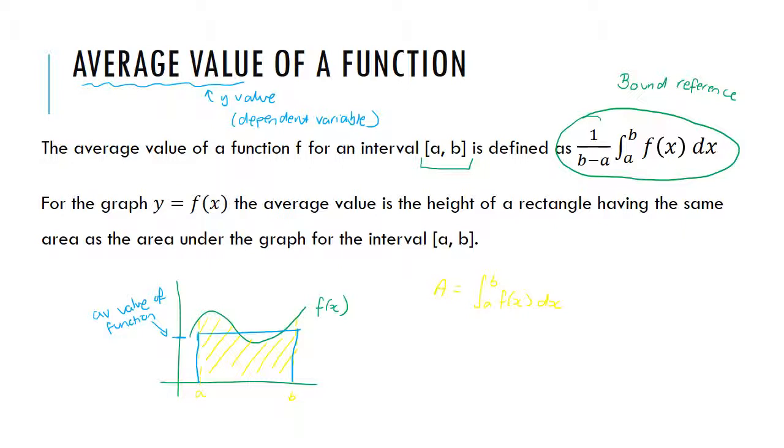For that to happen in this case, it means that this region in here, the area above my average value line, is going to have to be equal to this area here. So we're completing that whole rectangle there.